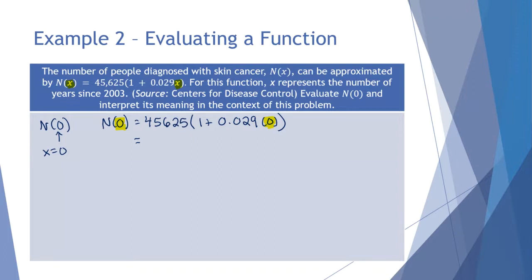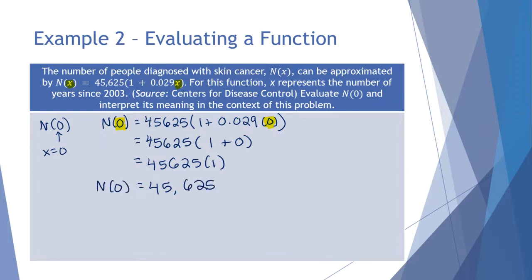So 0.029. Now, normally this is pretty simple to do in your head, but I'm going to show the steps. 0.029 times 0 is 0. So that's just 1 plus 0. So still following the order of operations, 1 plus 0 is 1. So that's 45,625 times 1. And then you multiply, you get 45,625. So n of 0 equals 45,625.